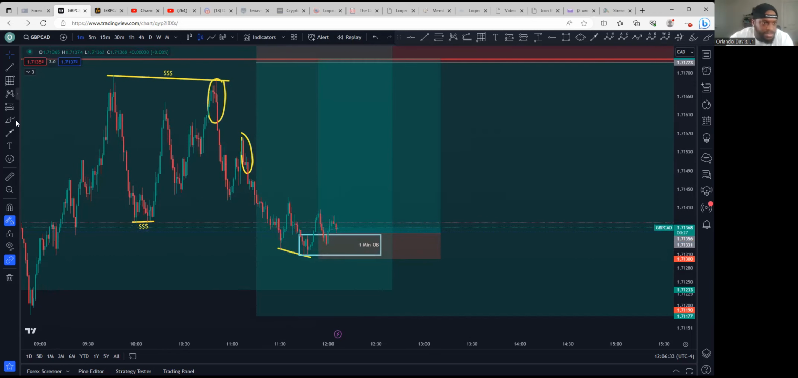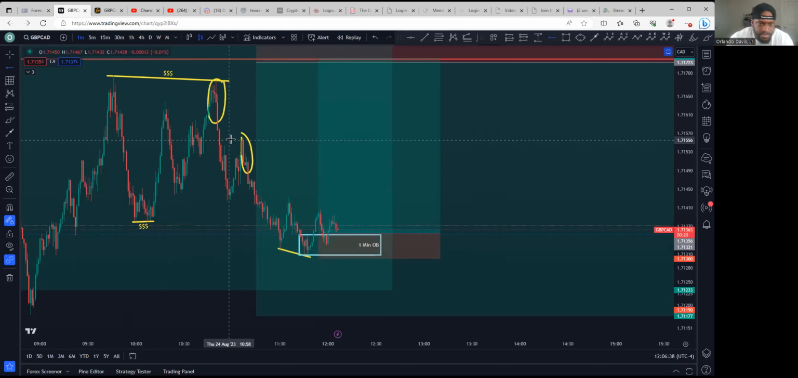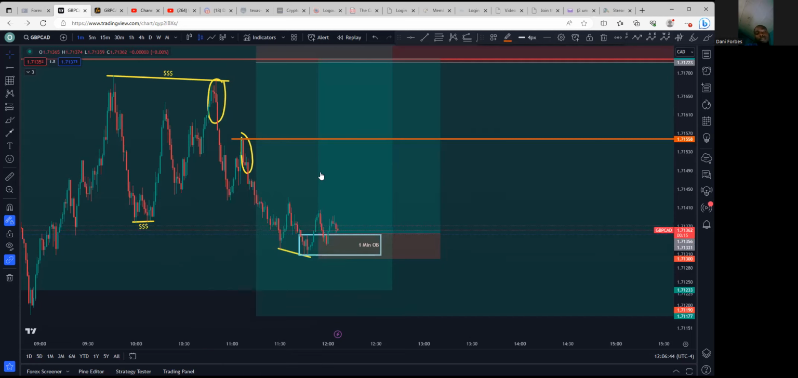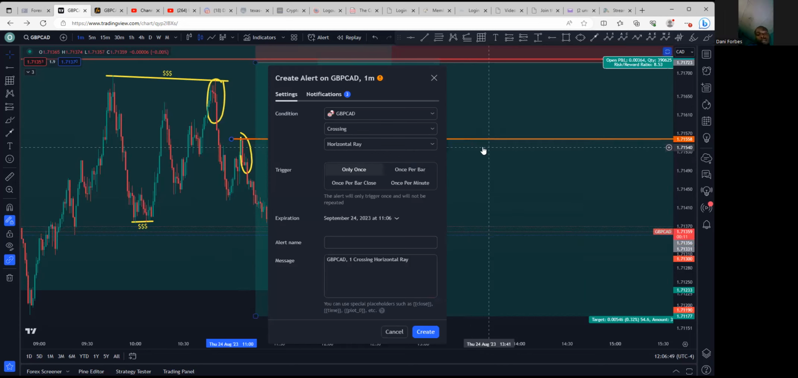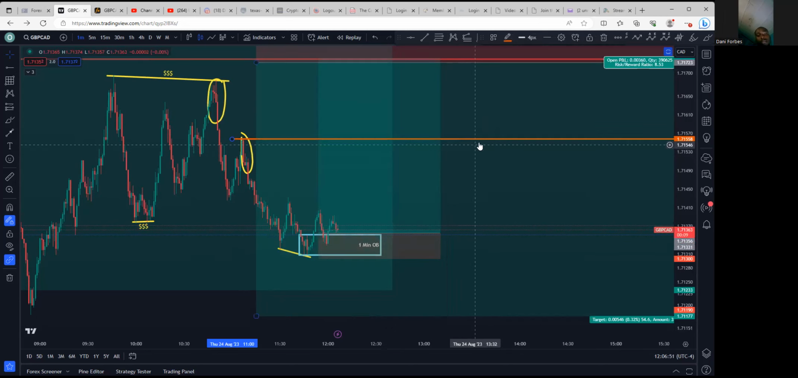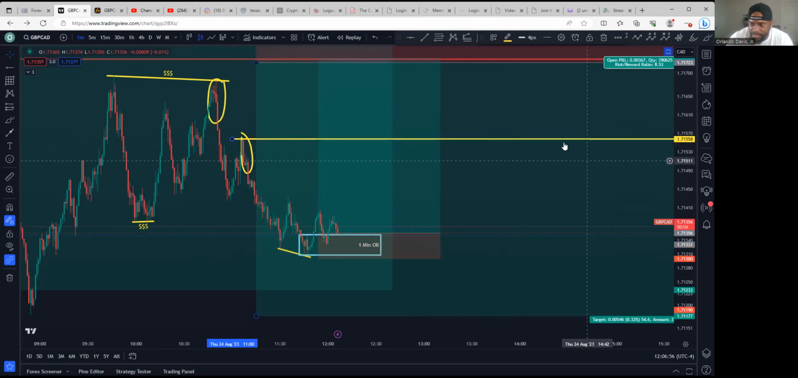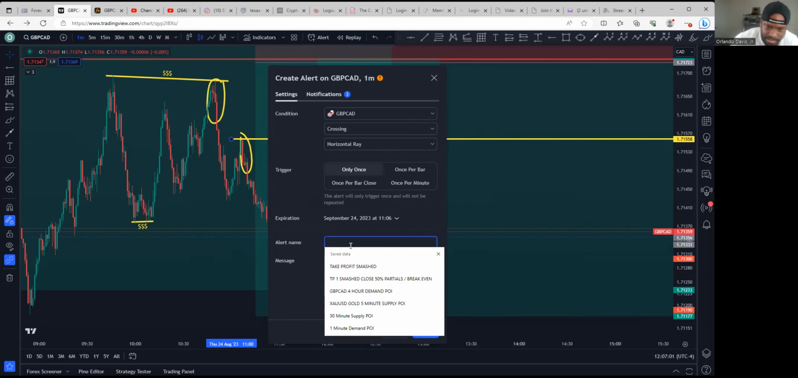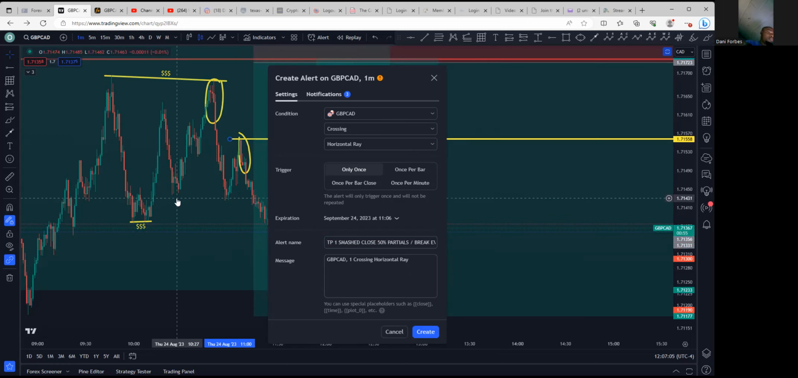So right here is my break even for me. I'm not looking to take partials or anything until price comes to smack this area. So let me see. Alert, 1 minute alert. And then I come right here, add alert, and say GBPCAD, TP1 smash, close 50% partials, break even, create.